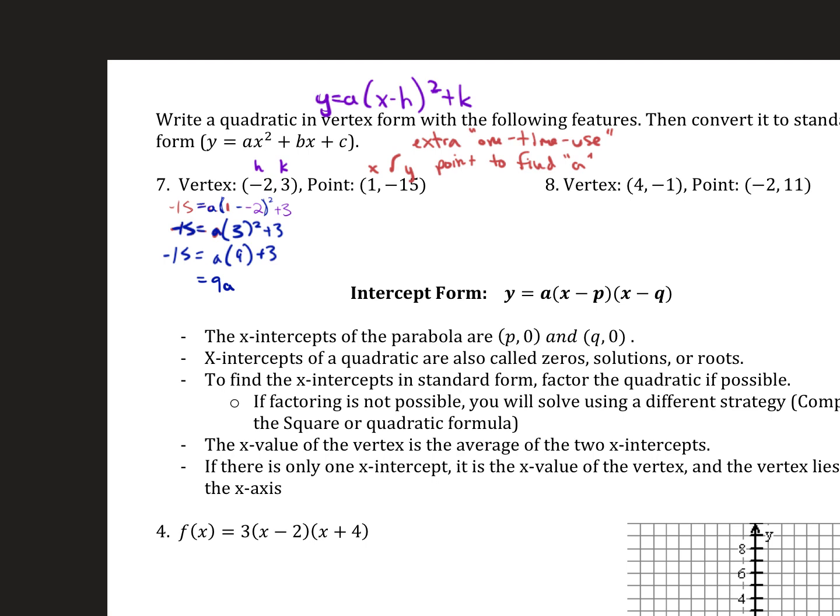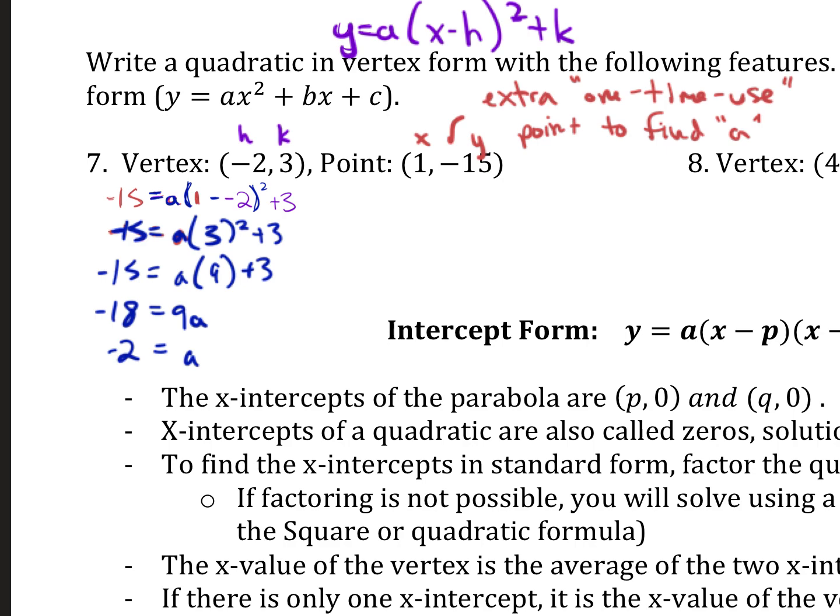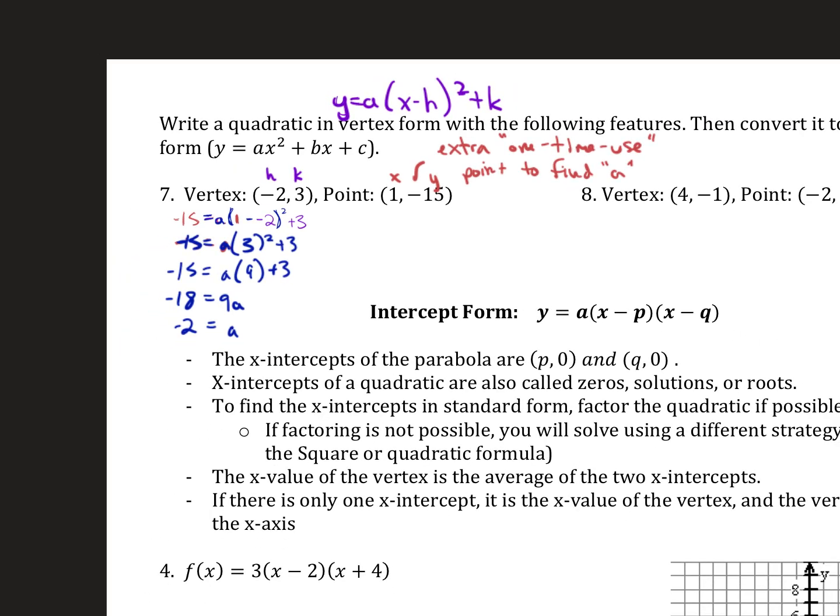So instead, subtract the 3 to the left side, which makes it negative 18, and then divide by 9. So a equals negative 2. Here's our vertex form then: y equals negative 2 times (x plus 2), wait, x minus negative 2, plus 2 squared plus 3. Don't forget your squared. So that's your vertex form.